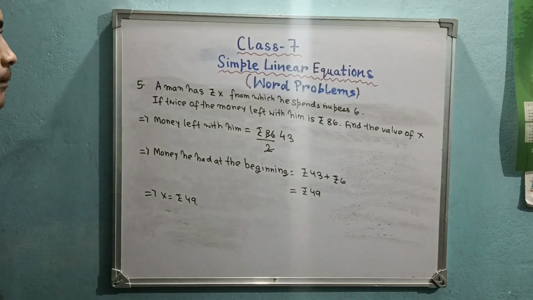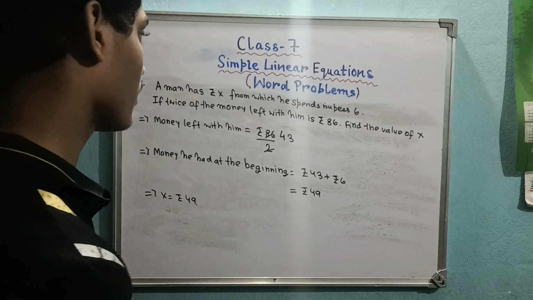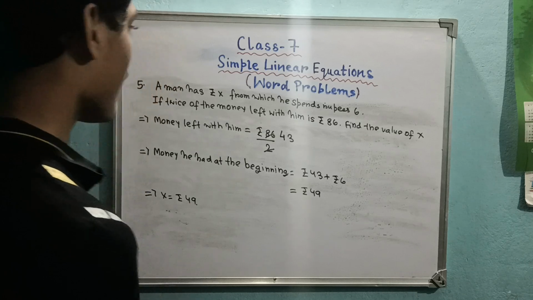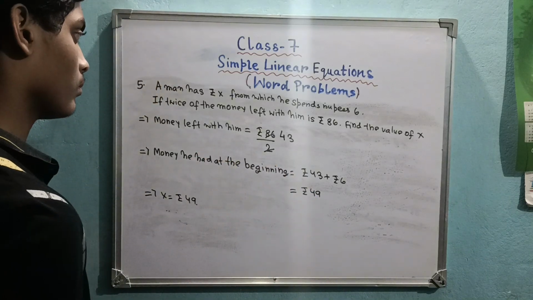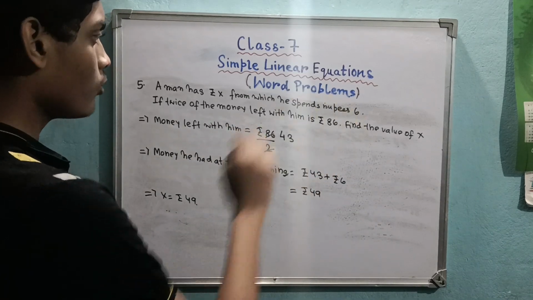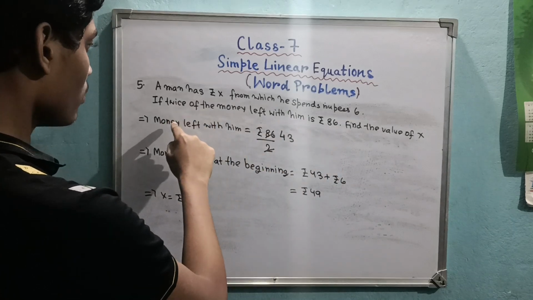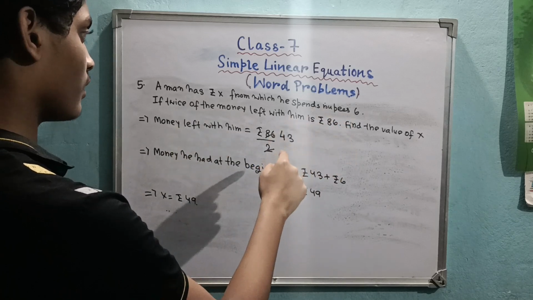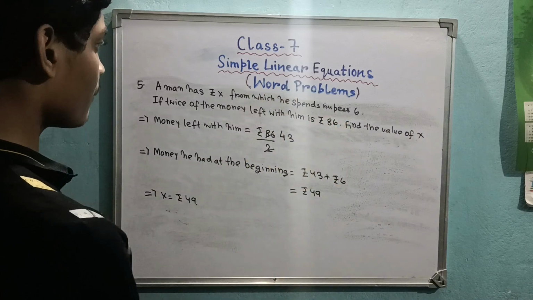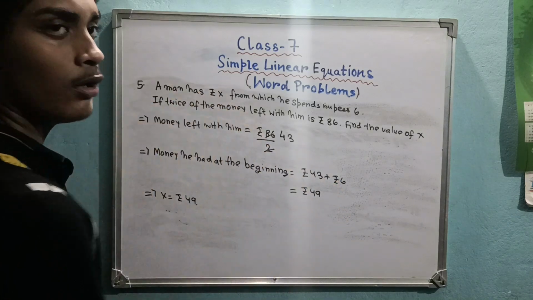Let's explain it again. A man has rupees x from which he spends rupees 6. Suppose he has spent rupees 6, and what he has left with him is such that twice of it is 86. So what is the money left with him? 86 divided by 2, so it is 43. This money is left with him after spending rupees 6. So if he hadn't spent it, how much money did he have? 43 plus 6 is equal to 49, which is the value of x here.